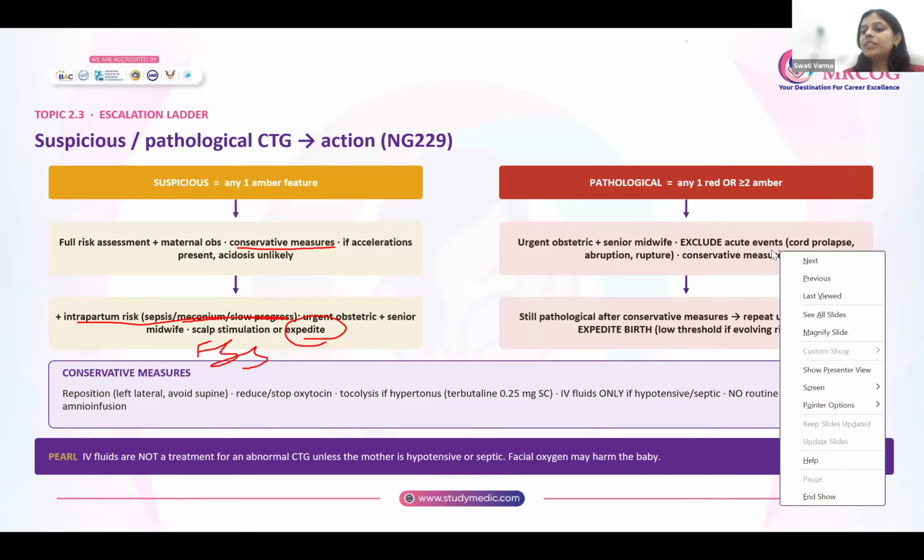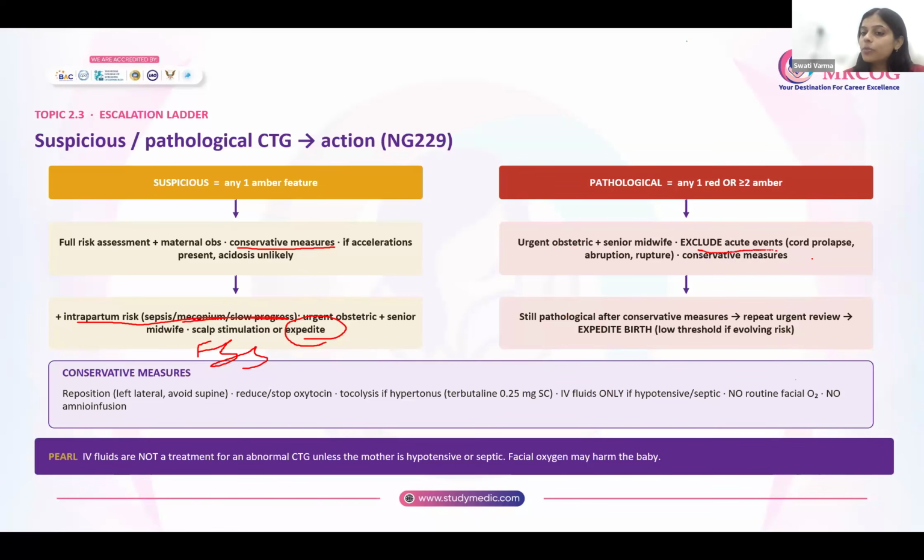Exclude any acute events first, because if any acute events are there, like cord prolapse or abruption or rupture, then you have to immediately think about delivering. You don't resort to conservative measures then. Okay. Then if acute events have been excluded, you start with evaluation and conservative measures first, just like in suspicious, but you keep your threshold low.